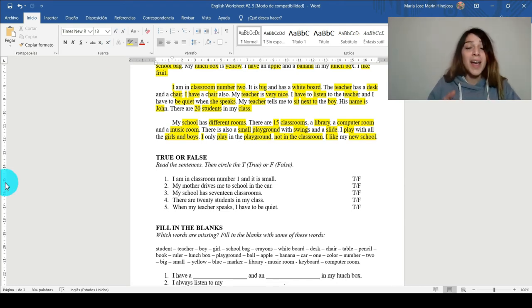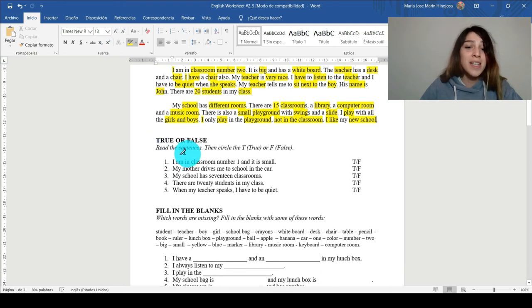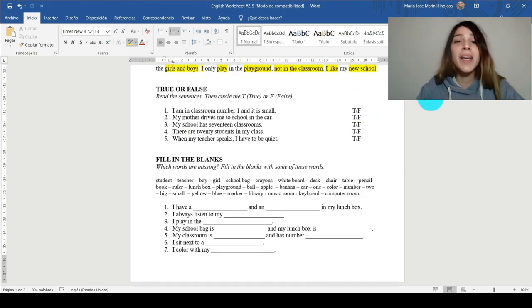Now that you applied, ahora que aplicaste the reading strategy, la estrategia de comprensión lectora, you are going to answer true or false. Vas a responder verdadero o falso. Read the sentences, then circle the T if it's true or F if it is false. Para responder estas oraciones, te voy a pedir que ocupes la misma estrategia de búsqueda de palabras que acabamos de hacer. Quiere decir que solo vas a subrayar las palabras que conoces. Vas a inferir qué dice la oración y en base a eso y la información que está en la pequeña historia, vas a responder si es verdadero o falso.